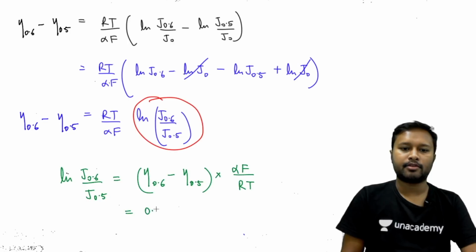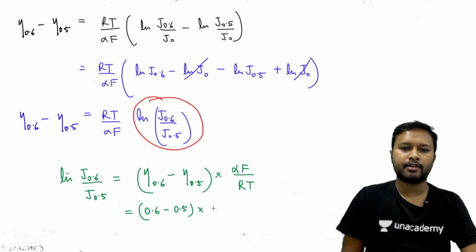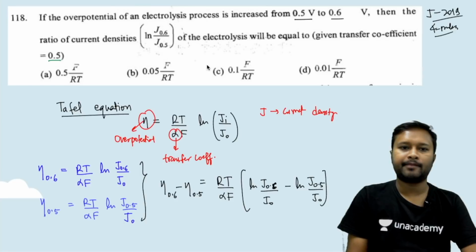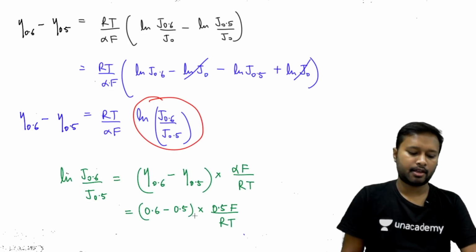So it is going to be 0.6 minus 0.5 multiplied by alpha, which is your transfer coefficient, and it's given to you as 0.5. So substitute that, 0.5, and put the value of Faraday. Let it be F only, because in the options you have the values in F and RT. So keep it as it is, divided by RT, solve it, and you will get the answer.